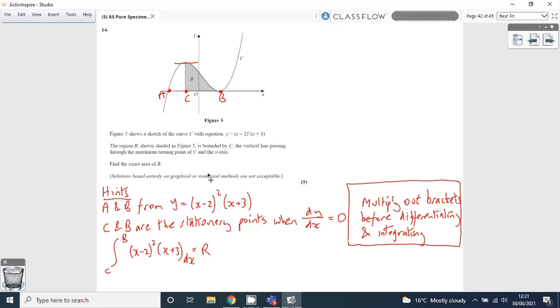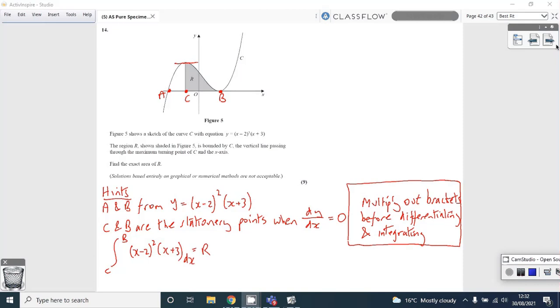Okay, so just so we're clear, A and B you can establish just from this before you multiply out, setting it equal to 0. You're going to have to differentiate to work out C, and then integrate between B and C to work out the area R. And you're going to need to multiply out the brackets before both the differentiating and the integrating stages.